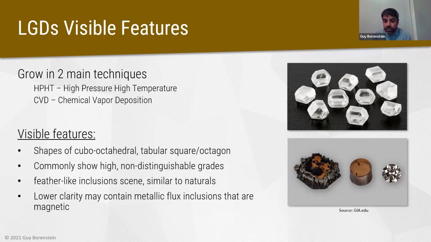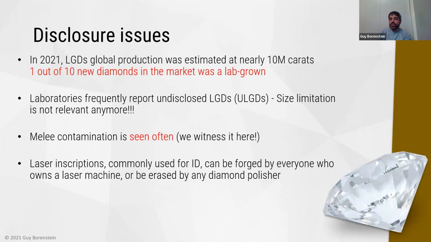If you see some inclusion inside, usually they will be like feathers, meaning cracks or fractures. In some cases, only in HPHT grown stones, we can see some metallic flux inclusion that we will talk about in a moment. Now, because they are very clean, it's causing us a lot of disclosure issues. So just giving you some numbers.